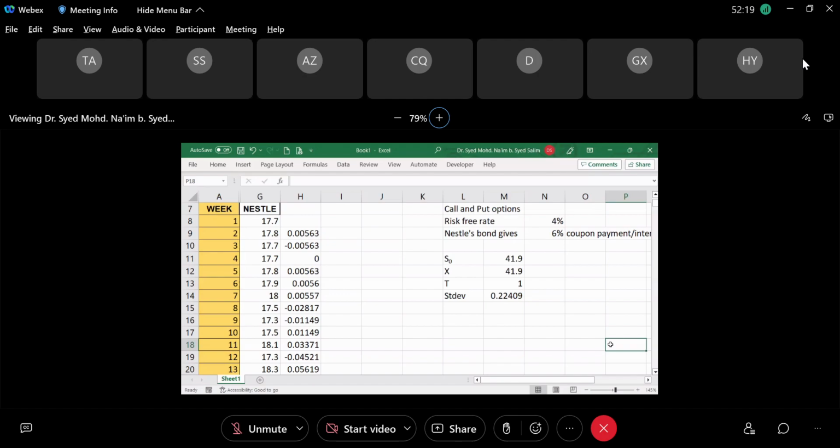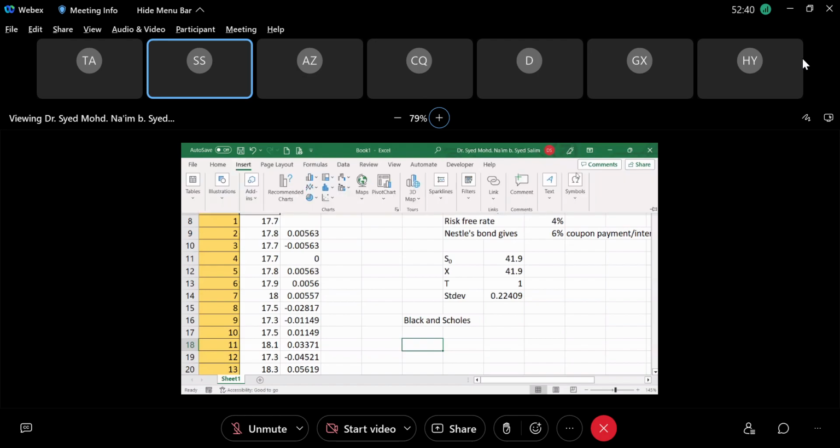Okay, so for Black and Scholes, the first model that we are going to look at, we can compute. If you remember the formula, I'm not recording this because we are going through the 3 models that we have already done in class.